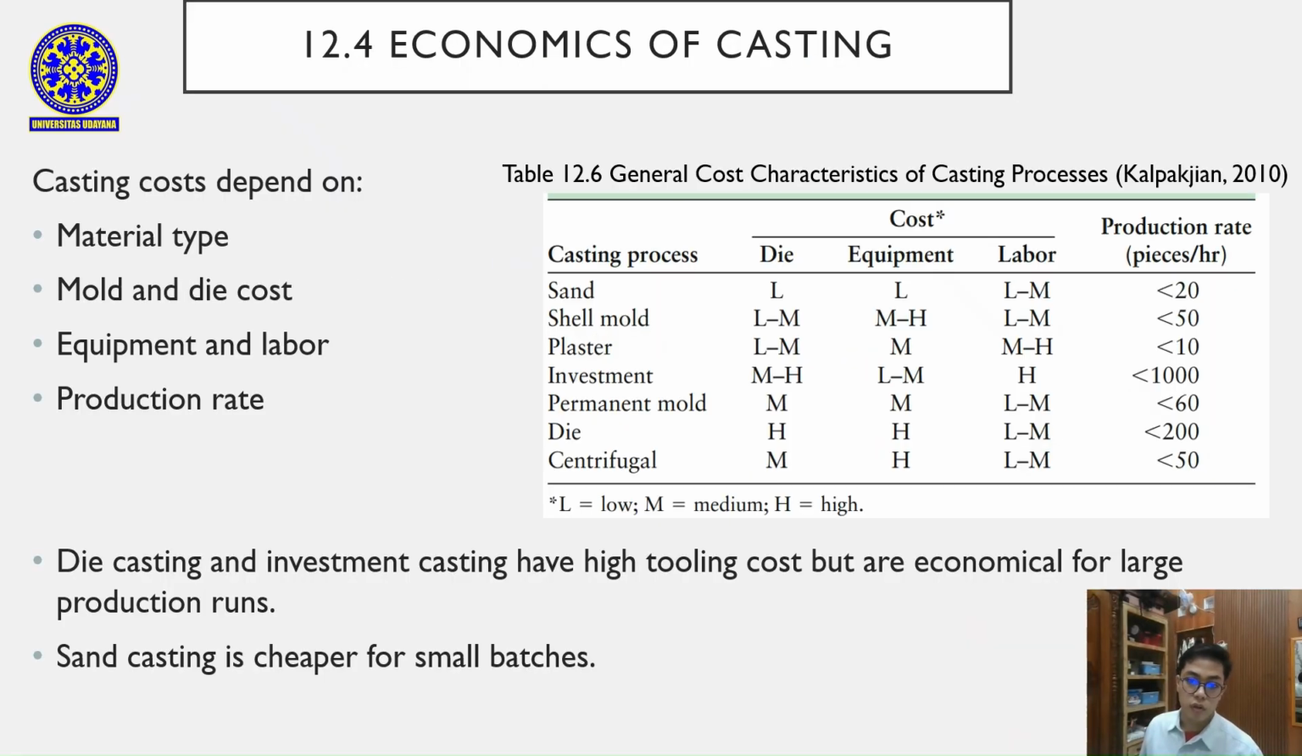Casting costs depend on the materials, molds, equipment, labor, and production rate. Sand casting is inexpensive for small batches, while die casting and investment casting become economical only for high production volumes. Table 12.6 shows the relationship between cost and production rate.